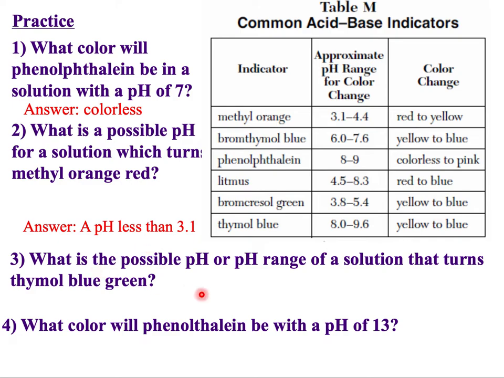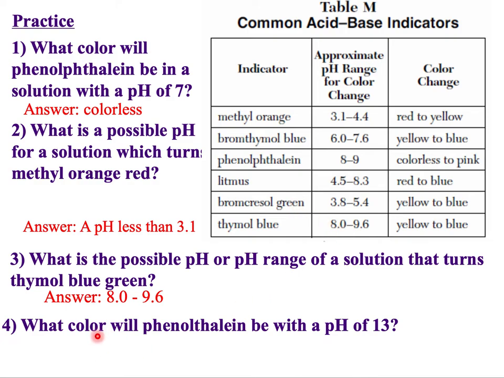Similarly, what is the possible pH or pH range of a solution that turns thymol blue green? Well, let's go to thymol blue. We have yellow and blue, not green. Think back to elementary school art class. What colors make green? Yellow and blue. So if we're green, we're somewhere between 8 and 9.6. Makes sense? We're not yellow, we're not blue, we're somewhere in between. We're in between 8 and 9.6.